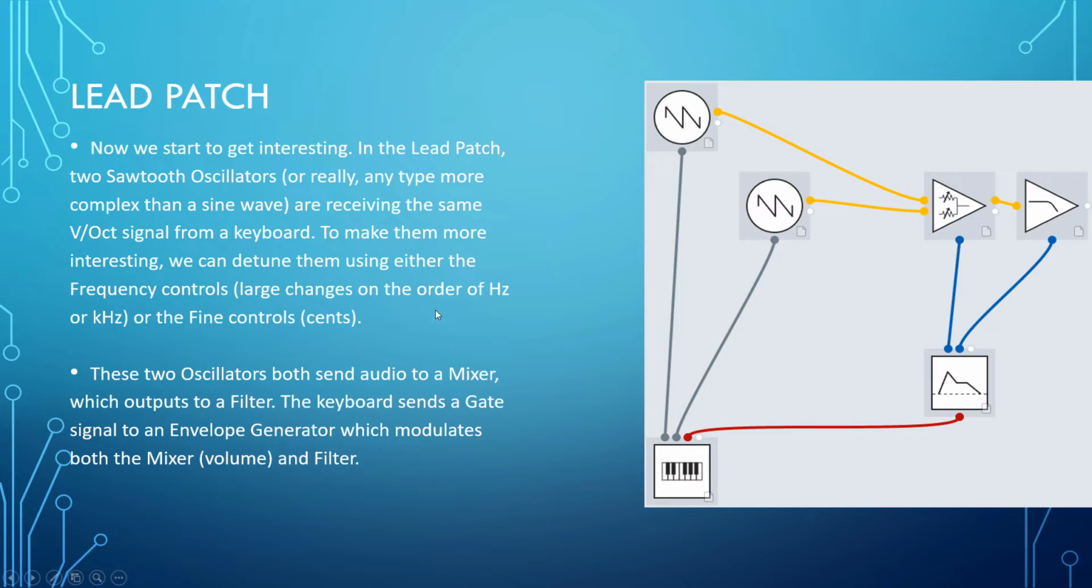The two oscillators are both sent to a mixer, which controls output to a filter. So I'm going to have to swap the filter and the mixer here. The keyboard sends a gate signal to the envelope generator, which modulates both the mixer and the filter. So let's see that in action.